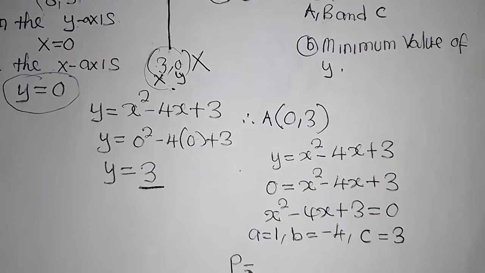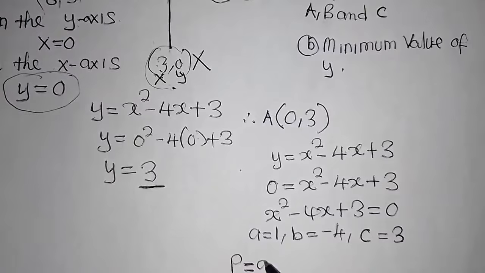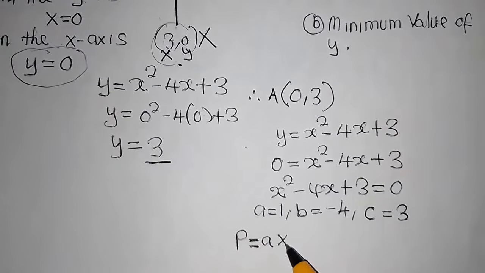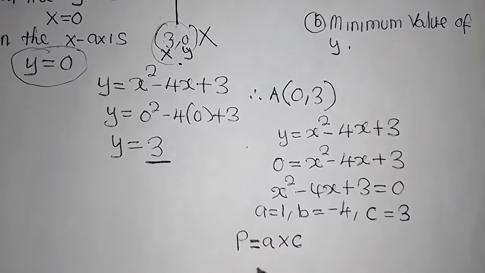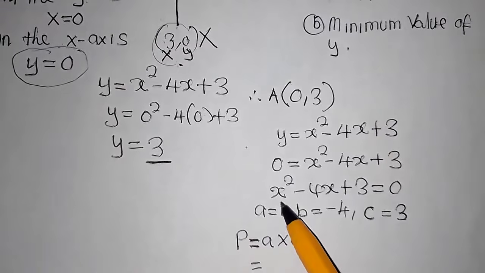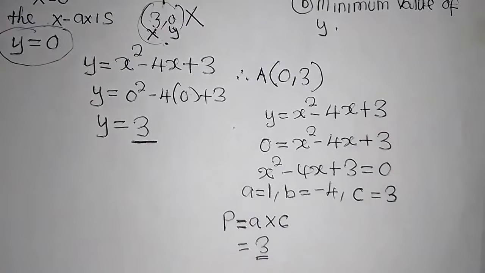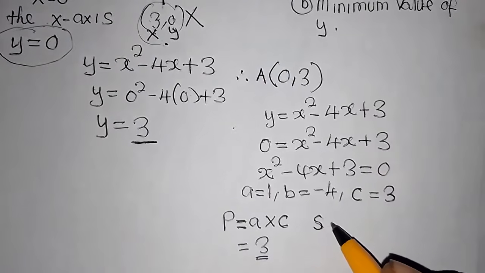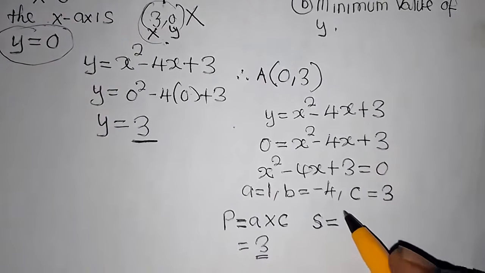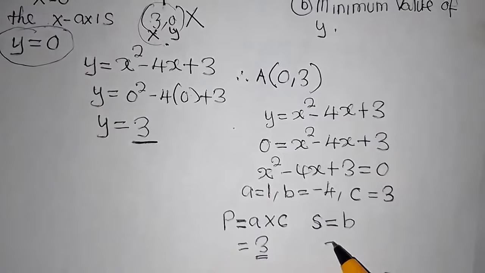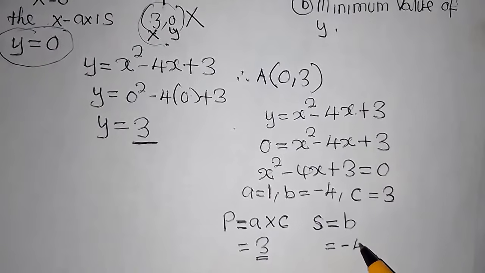What is your product there? Product, to multiply A times C. This is how we find the product. So what is the product? 1 times 3, it is 3. Have you seen? It is 3. What is your sum? Check your sum. Your sum will just get B. So what is your sum? B is -4, like this.